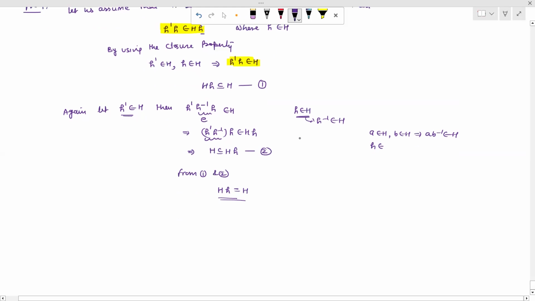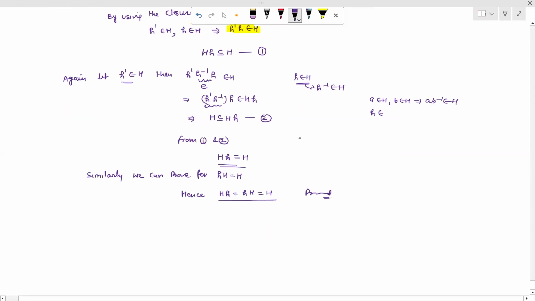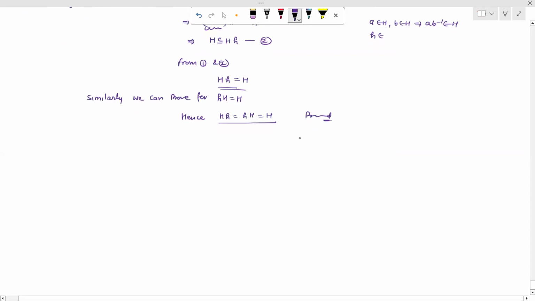Similarly, we can prove for the left coset, meaning HH equals H, and hence we write down that the right coset is equal to the left coset is equal to H. So this is the theorem, a very important theorem.